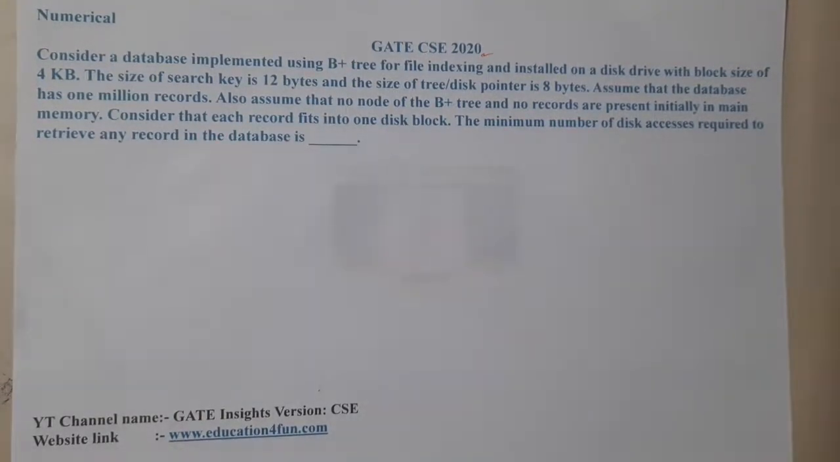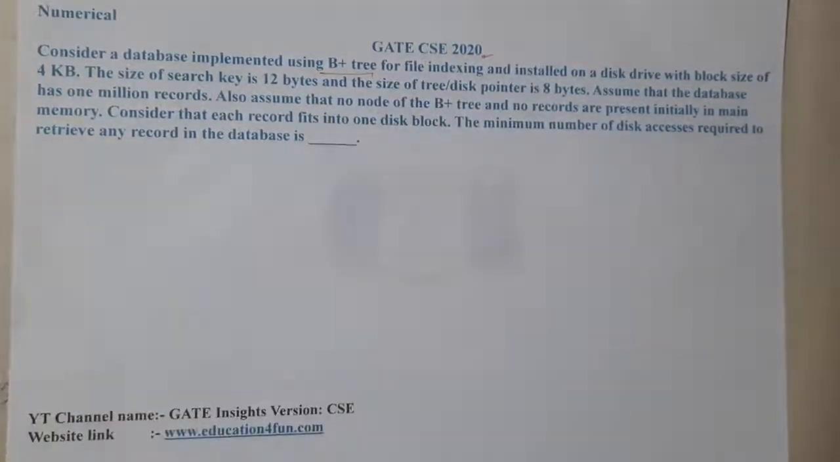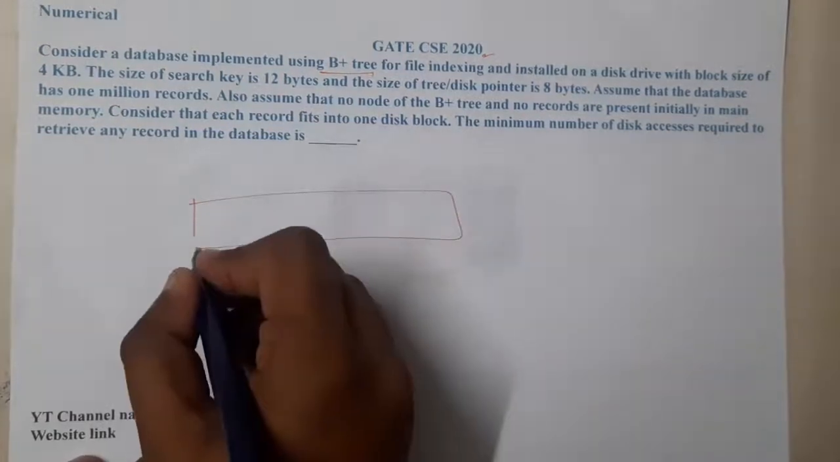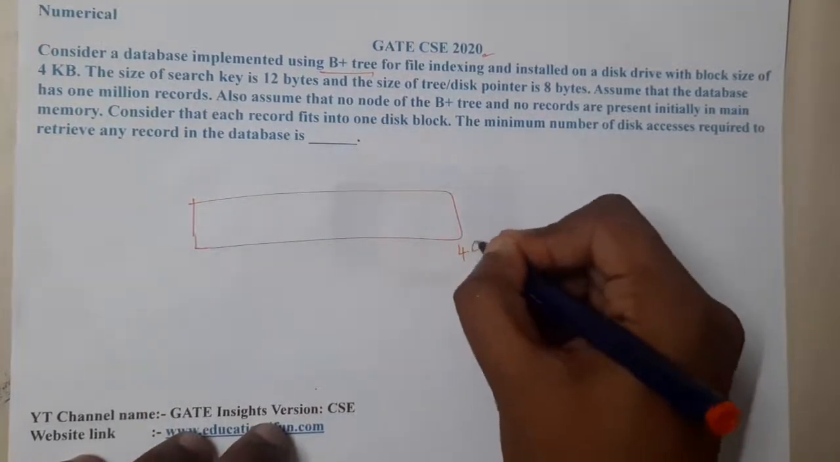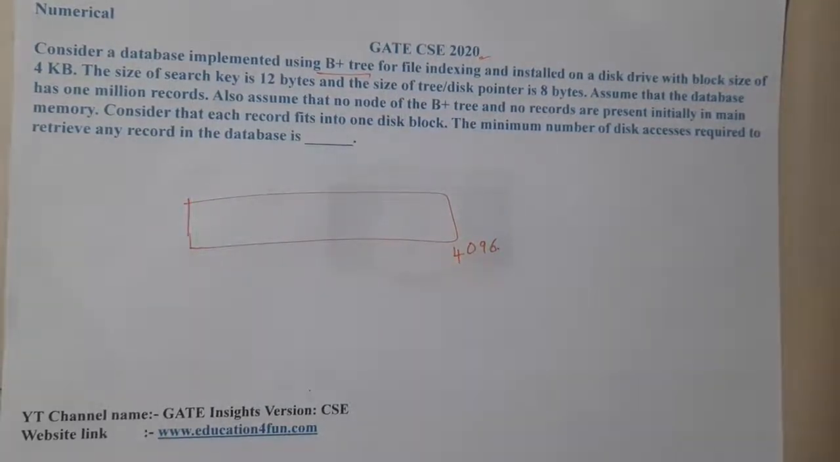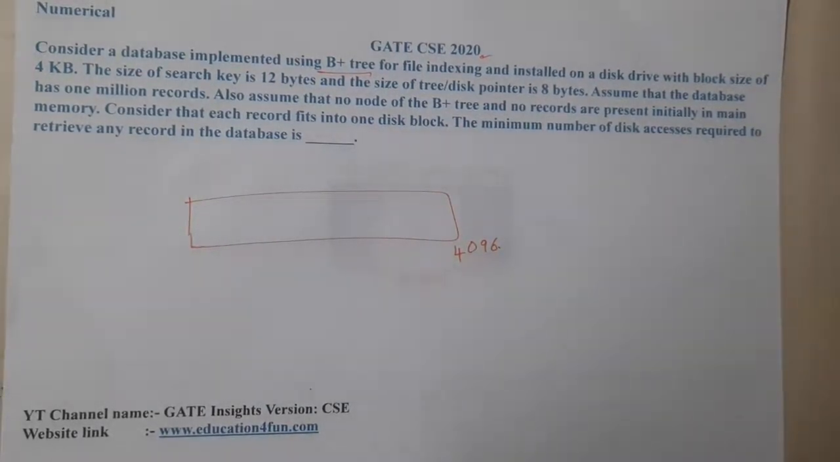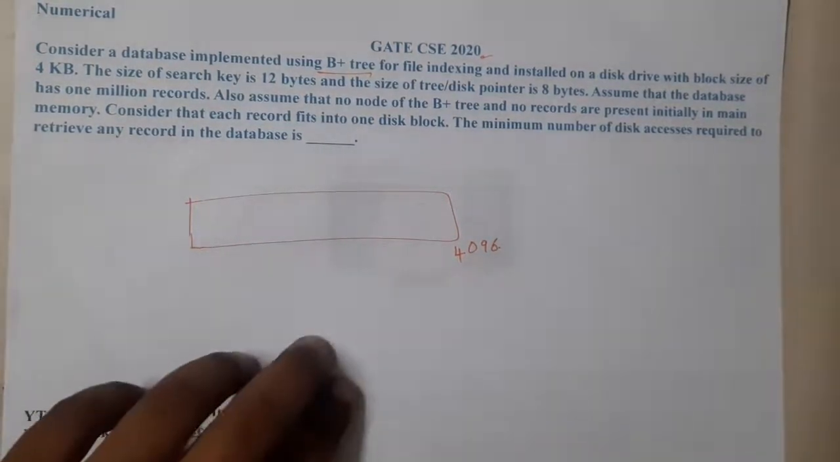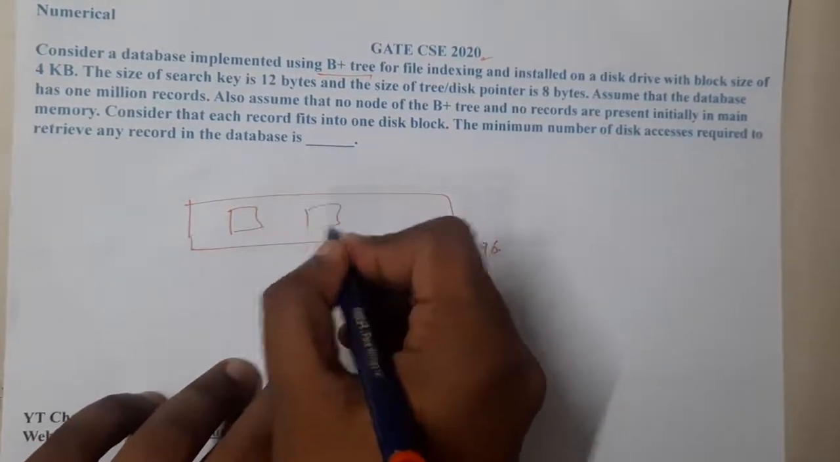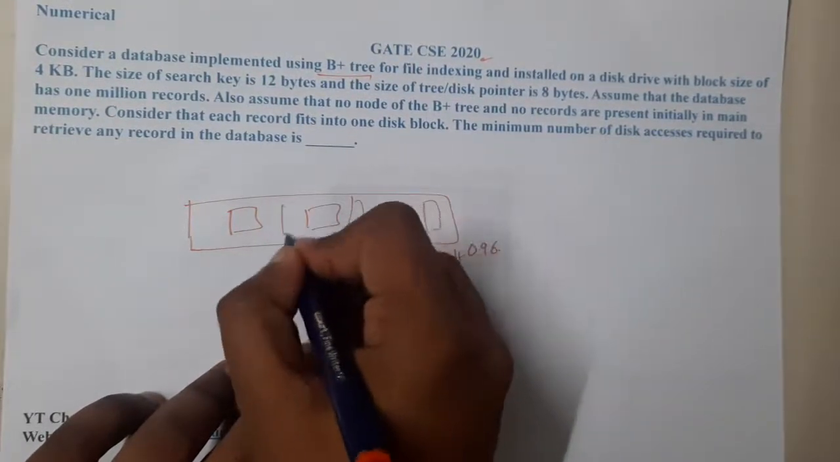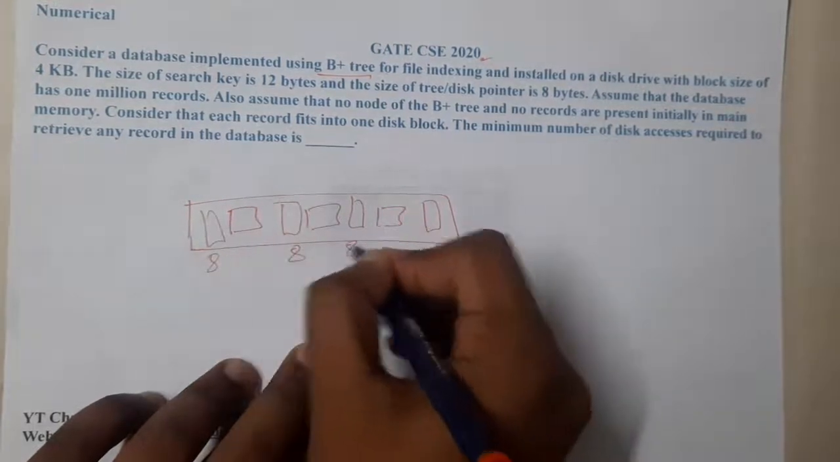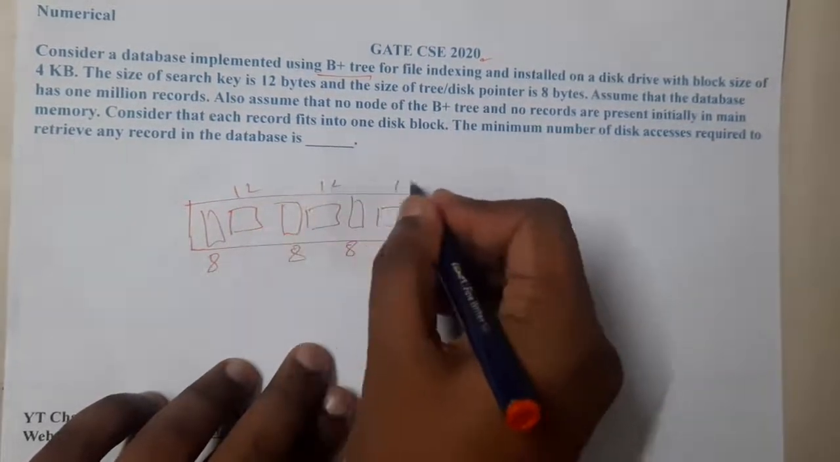The given question is: consider a database implemented using a B plus tree for file indexing and installed on a disk with a block size of 4 KB. So the total block size, we can directly convert it into numbers, is 4096. They are saying the size of the search key is 12 bytes, and the size of the disk pointer is 8 bytes.